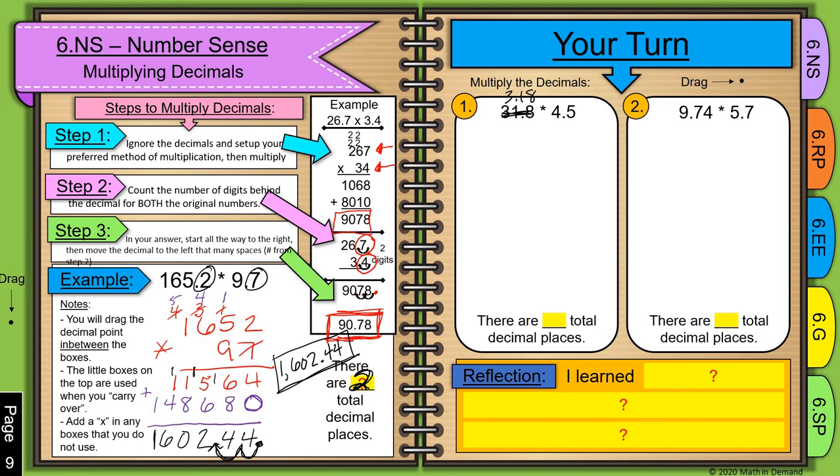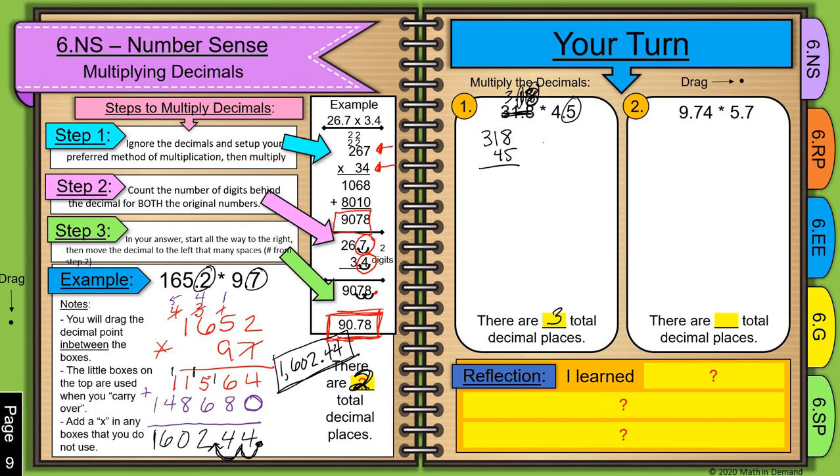I can even answer that question down here. So there are blank total decimal spaces. I can answer that right away if I want to, just as a reminder. I have 1, 8, and 5. So there are 3 total places behind that decimal. So at the end, I have to move that answer 3 places. For now, I'm going to set this up as 318 times 45.